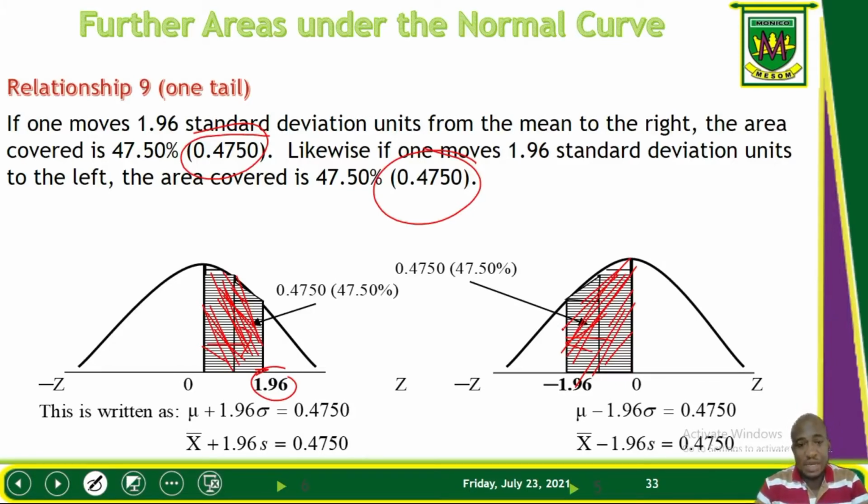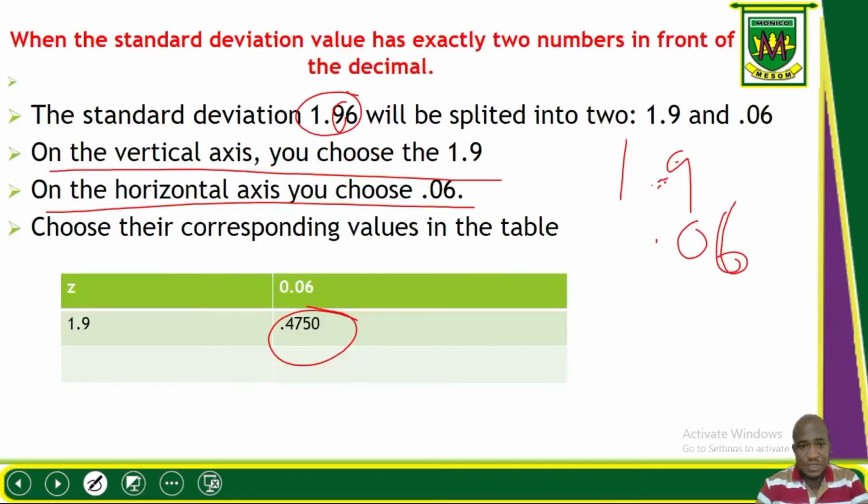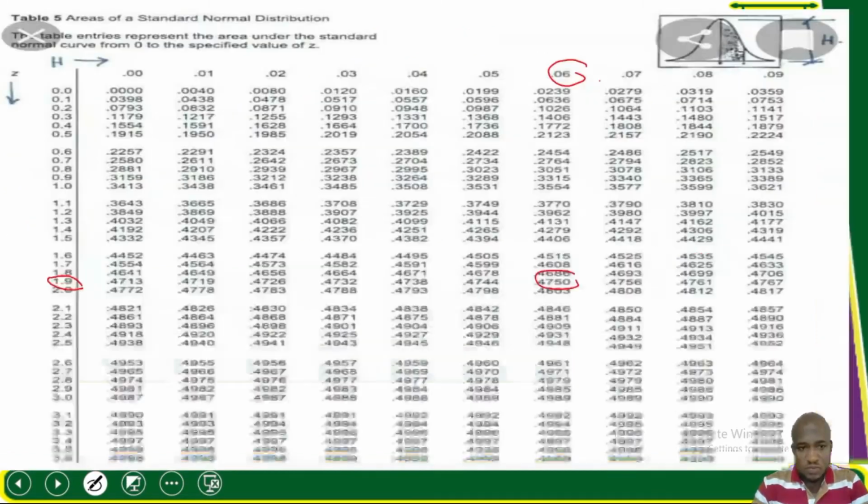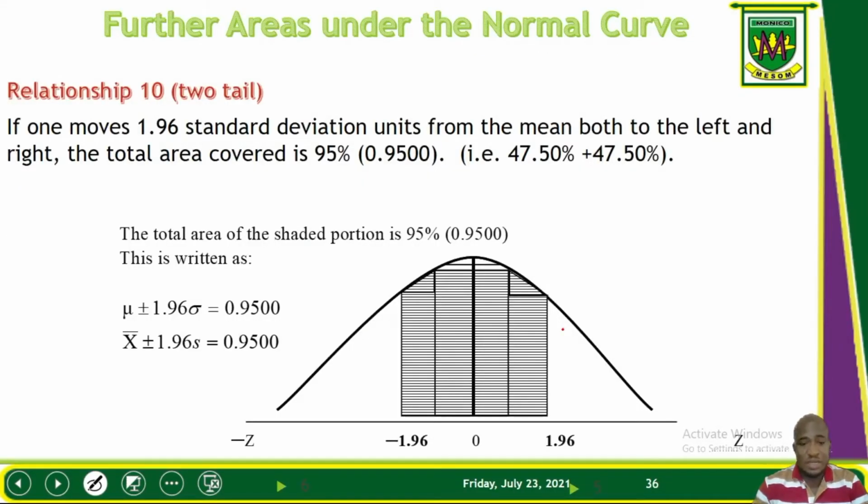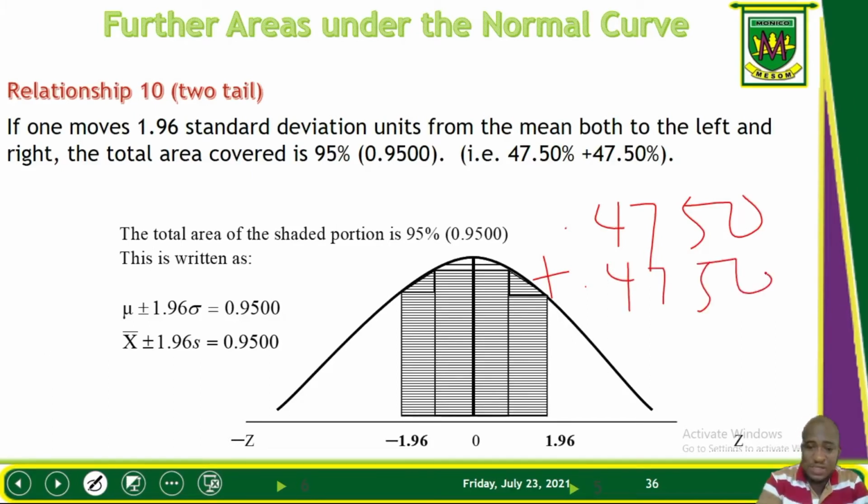Now let's go to the 10th relationship. The 10th relationship is also two-tailed. And like we have been doing, anytime it's two-tailed, after you have checked for the one tail, you just have to add the two answers. So since the one tail was 0.4750, you just add another 0.4750, because now we have moved in both directions. We have moved towards the left and towards the right. There is an increase and a decrease.